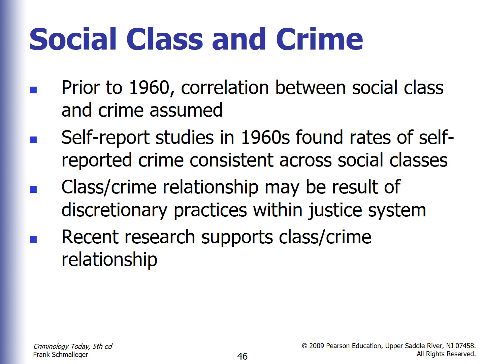All right, so is it because of the discretion that police officers are more likely to give a break to somebody in a higher class, and that's why more lower class people get arrested? The same thing could be said in the previous slide with regard to race. Recent research supports that there is a class-crime relationship.